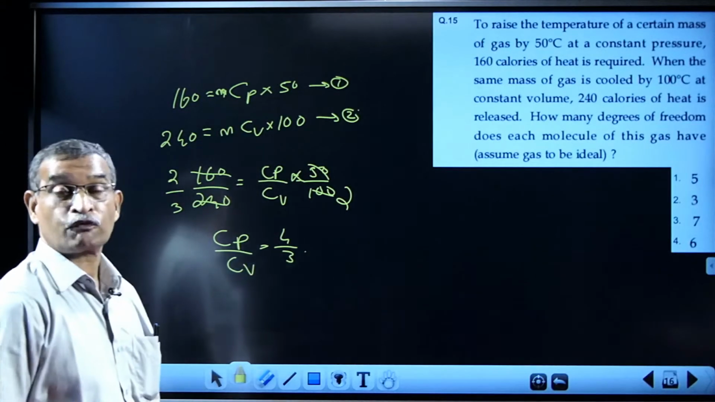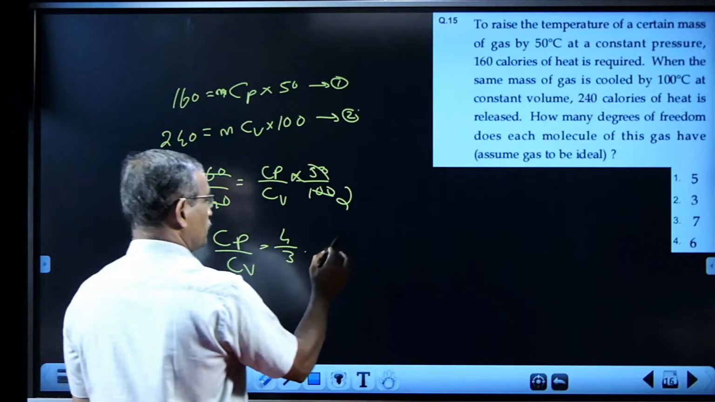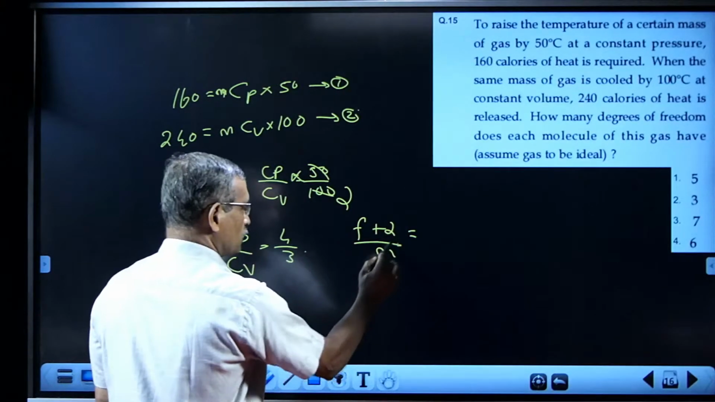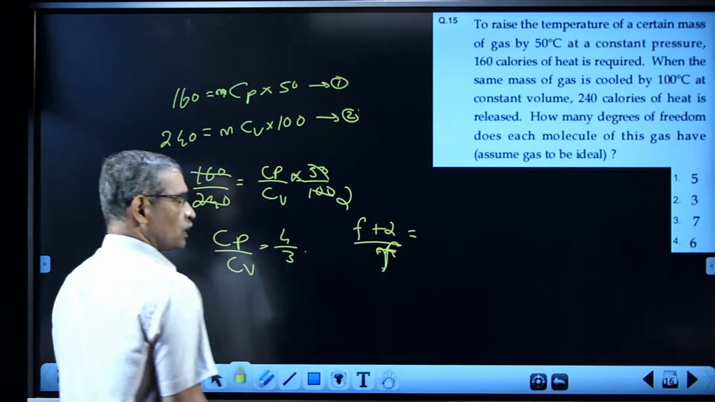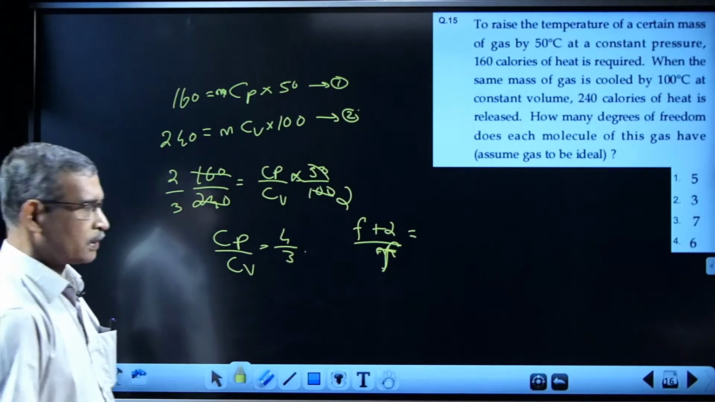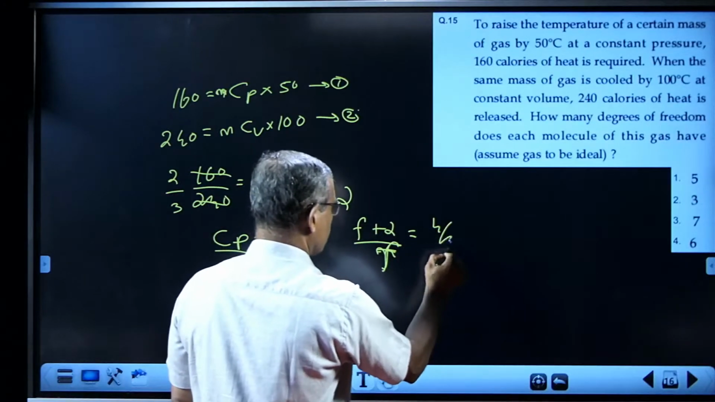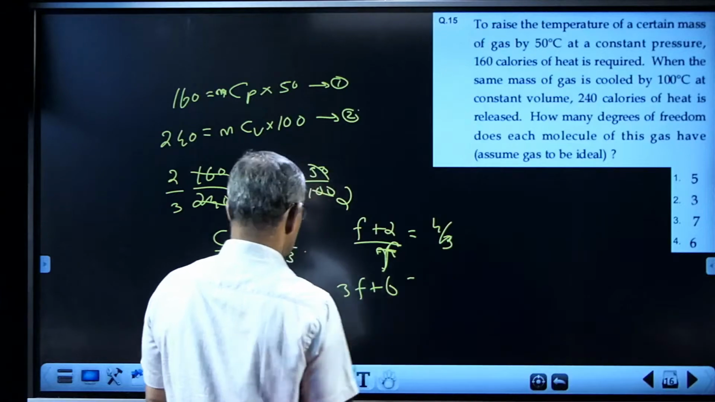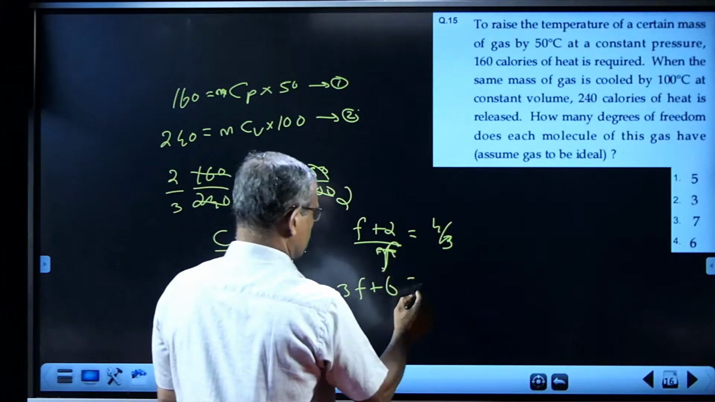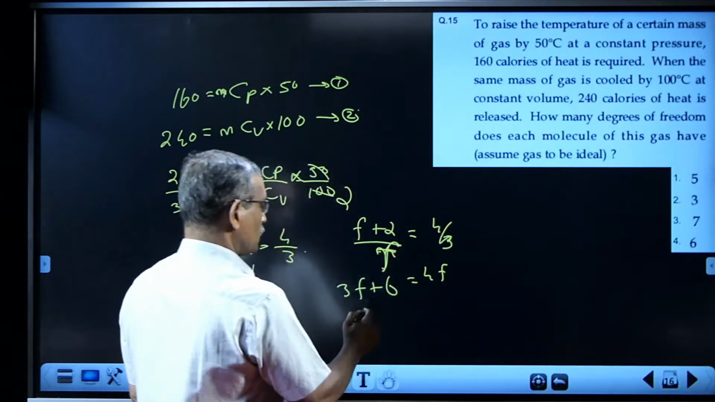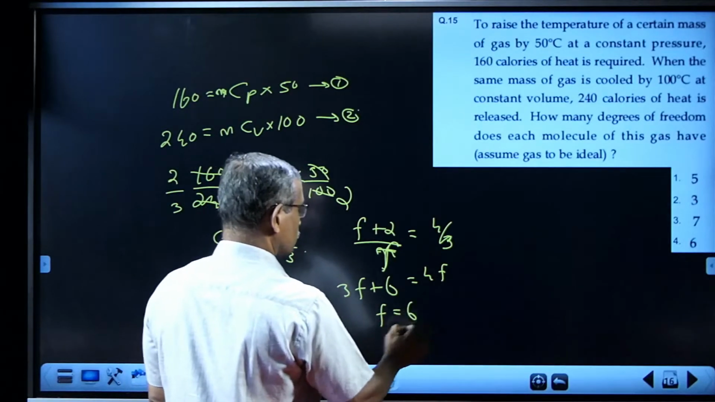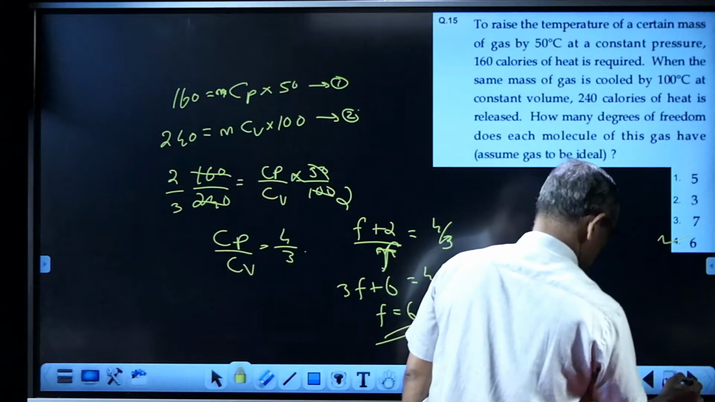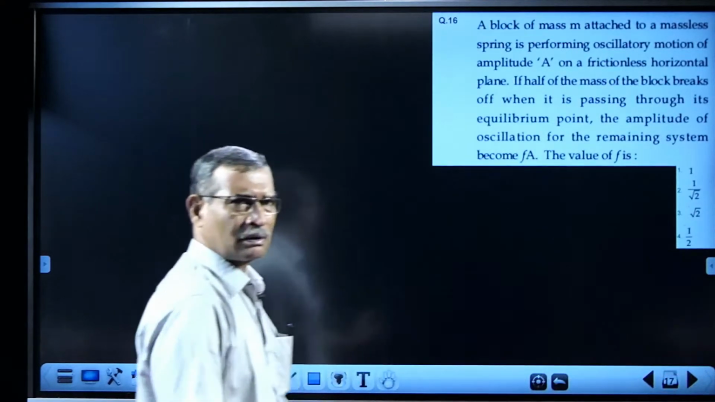Now the question is the degree of freedom. Gamma is given by (F plus 2) by F, where F is the degree of freedom, and that is equal to 4 by 3. So 3F plus 6 is equal to 4F. Therefore, F is equal to 6. So the degree of freedom is equal to 6. Rather moderate question.